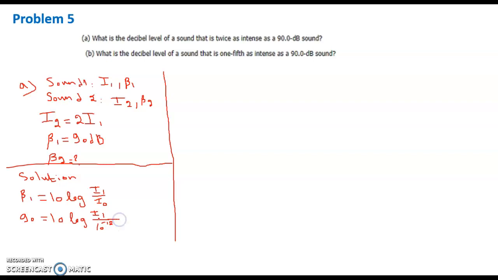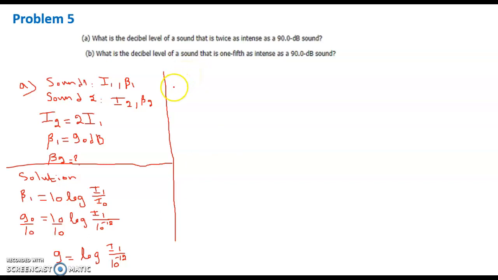So now the only unknown of this equation is I1. We can solve for it. Divide by 10 on both sides, and you get that 9 is equal to log I1 by 10 power minus 12. Now, we're looking for I1, so we need to solve as if it's like log x. If we want x, we have to raise both sides as 10 to the power of the given values.